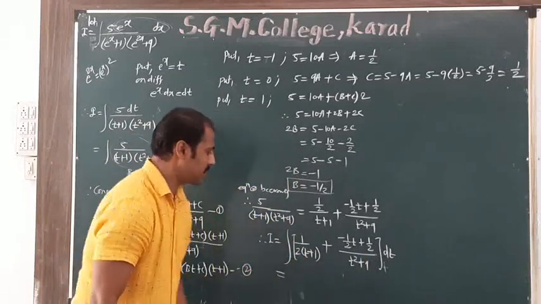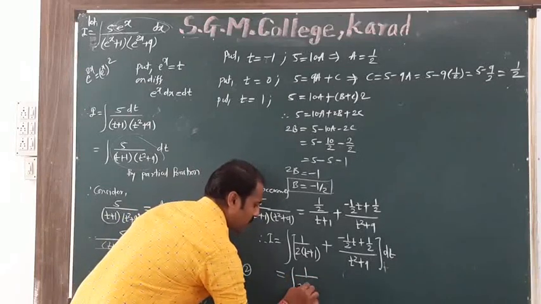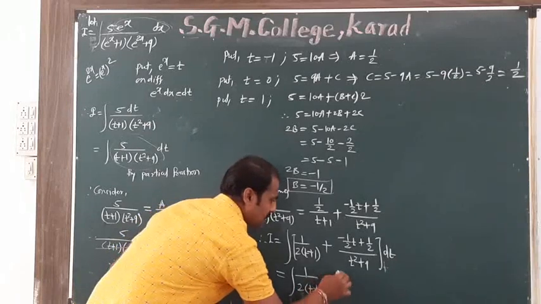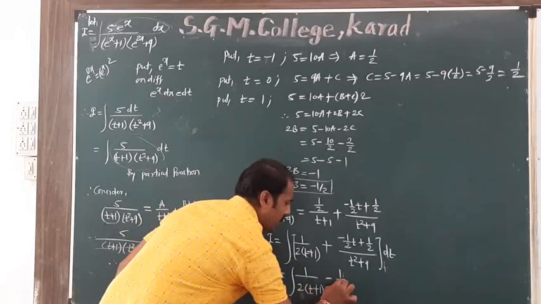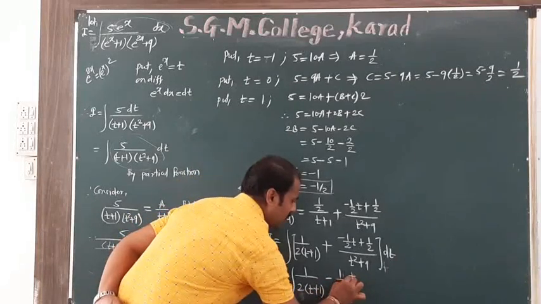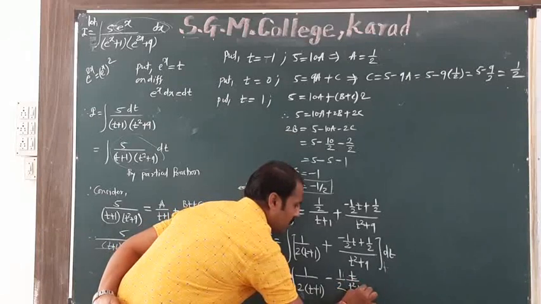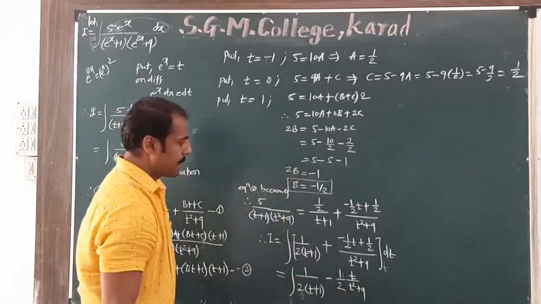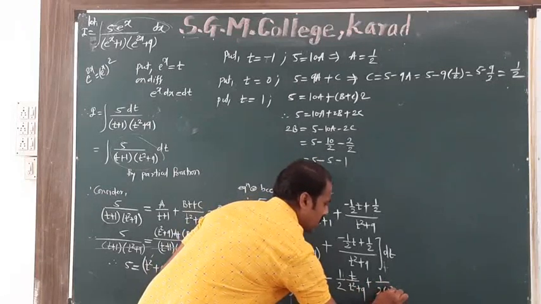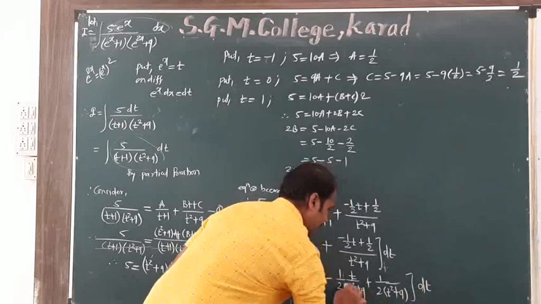On separating the denominator, here we get the integration of 1 upon 2 into (t plus 1), plus minus 1 upon 2 into t divided by t square plus 9, plus 1 upon 2 into (t square plus 9), dt.